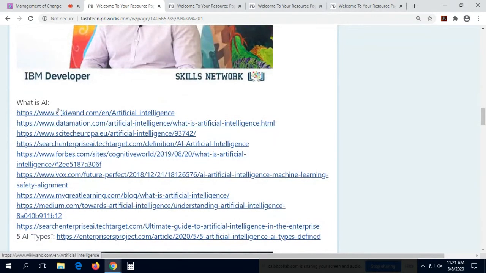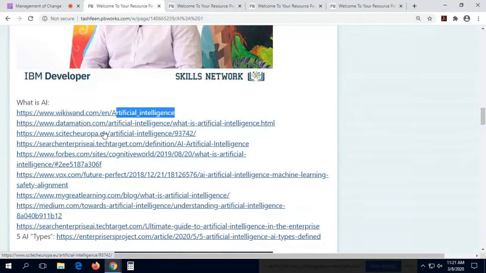There are quite a few articles which I have added for what is AI, the ones I liked most. Please scan through these articles as you are seeing on your screen. All the things are available on the website. In your own time, you are going to read them. So different perspectives are there.